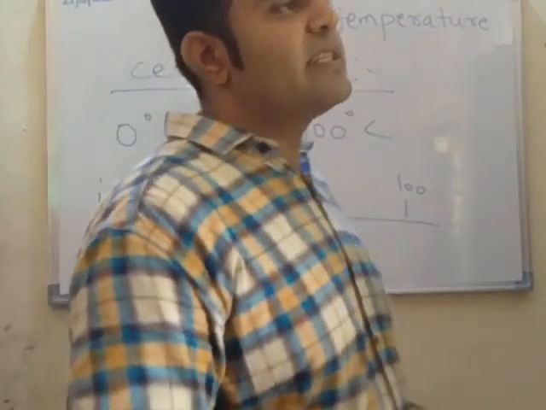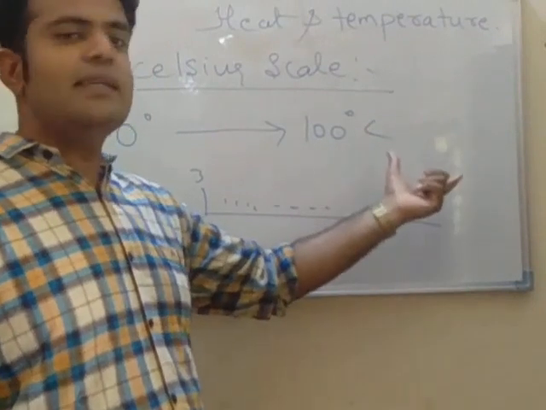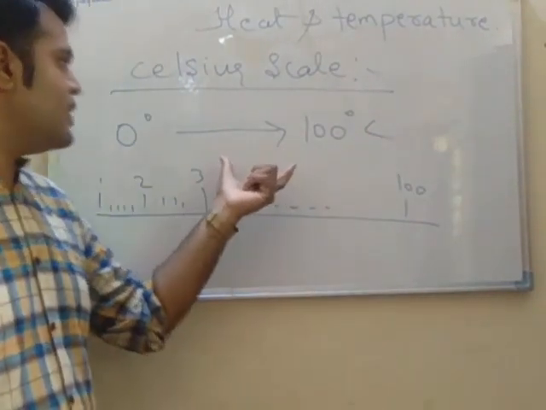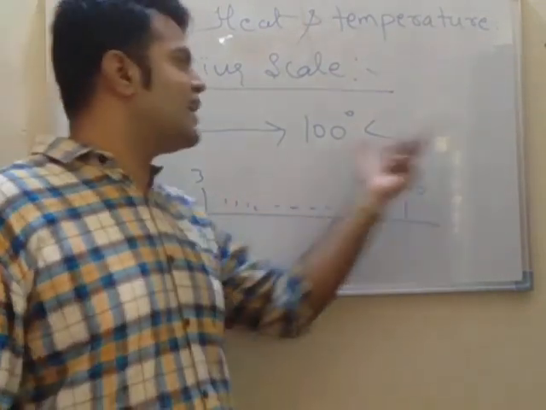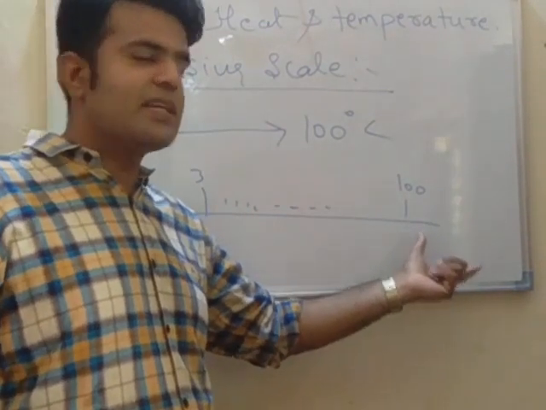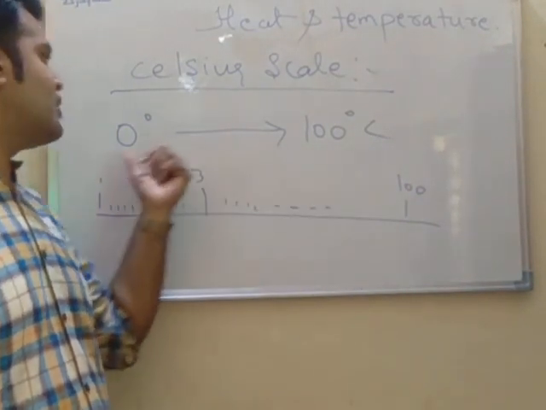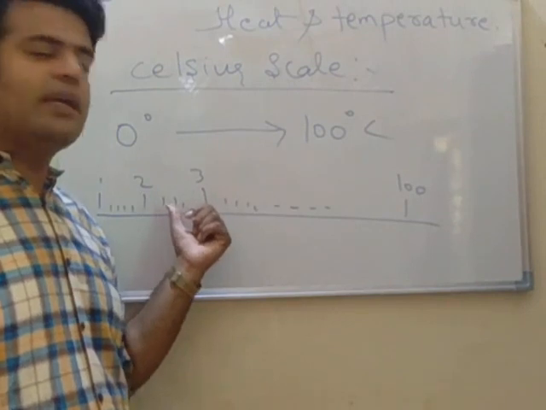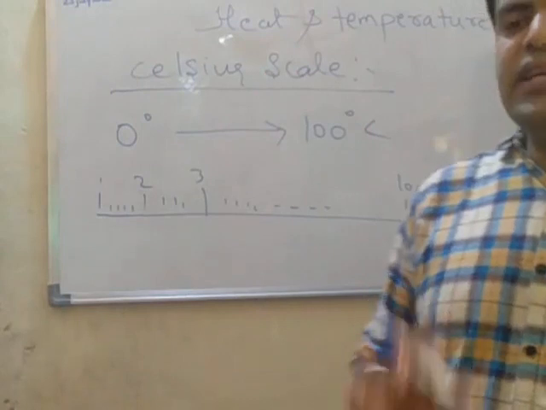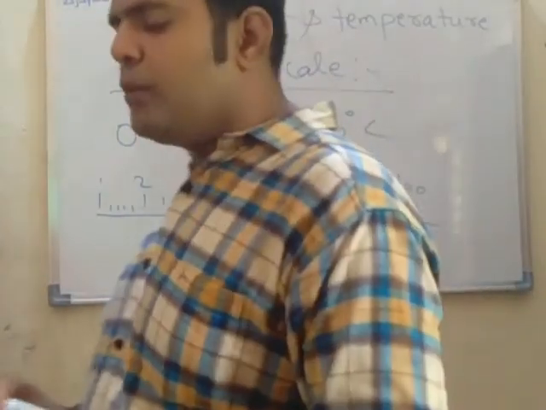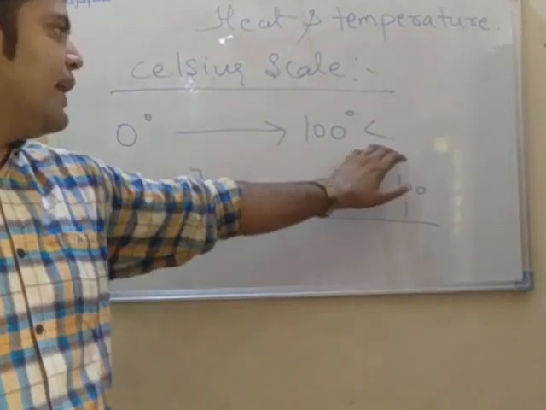This 100 degrees Celsius shows that water starts boiling at 100 degrees Celsius. What does this mean? Water freezes at 0 degrees Celsius and starts boiling at 100 degrees Celsius. This is the highest point and this is the lowest point of the thermometer. How many divisions are there in the Celsius scale? There are 100 divisions, from 0 degree to 100 degree.